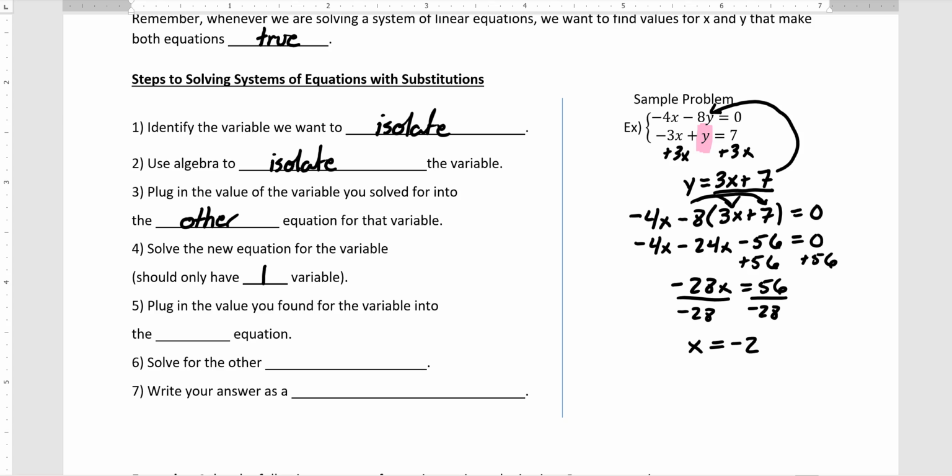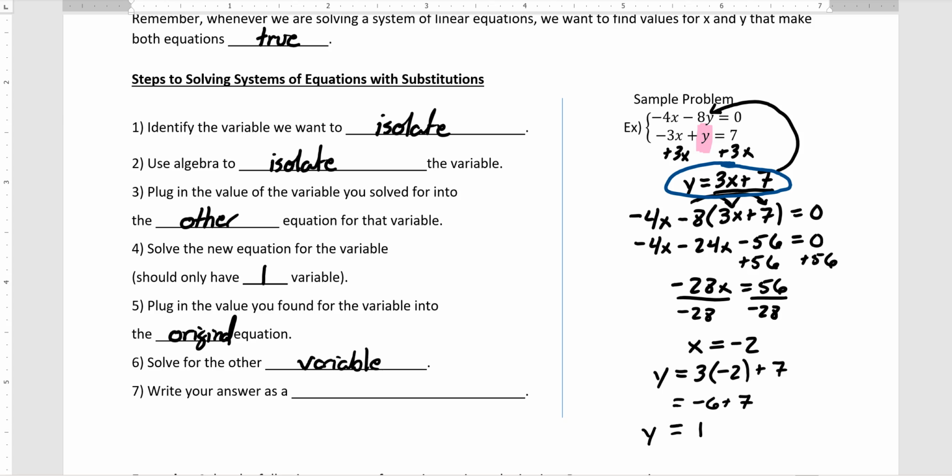Now what I'm going to do is I'm going to plug in the value we found, x equals negative 2, into the original equation. Now notice here, I found y equals 3x plus 7. So this is when I'm going to come back and I'm going to use this equation here, y equals 3x plus 7. So I would say now that y equals 3 times negative 2, which is what x is, plus 7. Well, 3 times negative 2 is negative 6 plus 7. Negative 6 plus 7 is 1. So I found that y equals 1. We just solved for the other variable, in this case y.